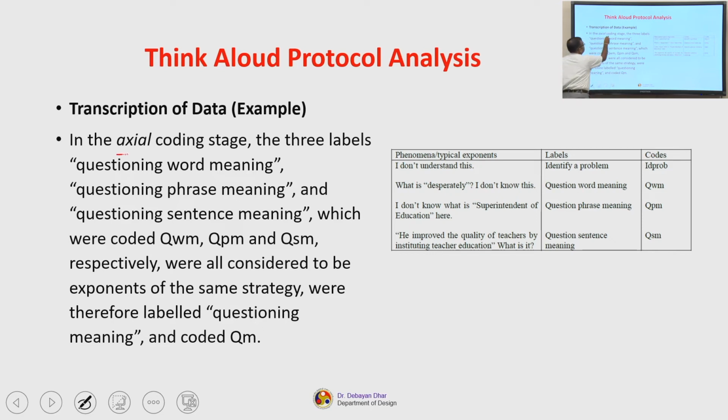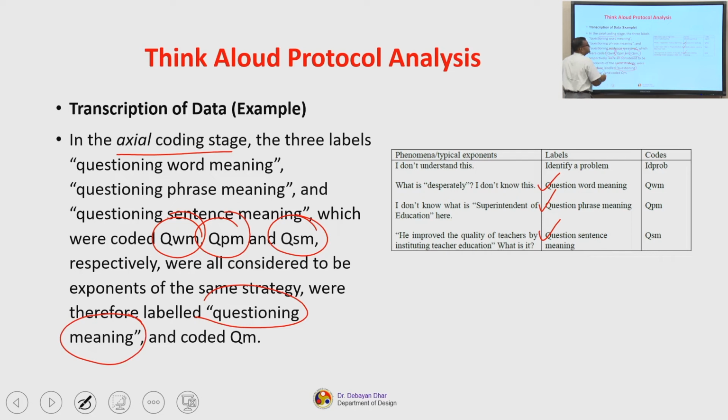Now, in the axial coding stage, we have these three labels: questioning word meaning, questioning phrase meaning, questioning sentence meaning. These three labels were coded as QWM, QPM and QSM. They were all considered to be exponents of the same strategy, because they are questioning certain things, though they are questioning different things. So, questioning word meaning is different than questioning phrase meaning and questioning sentence meaning, but the essential theme is about questioning only. So, they were labeled as questioning meaning.